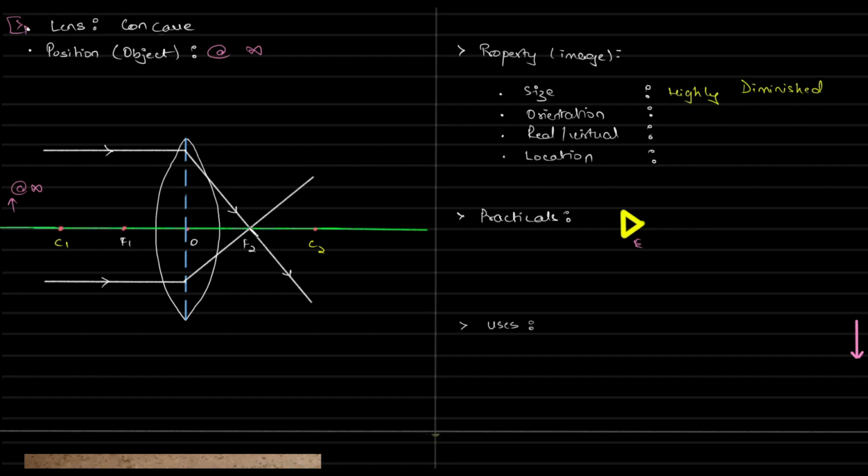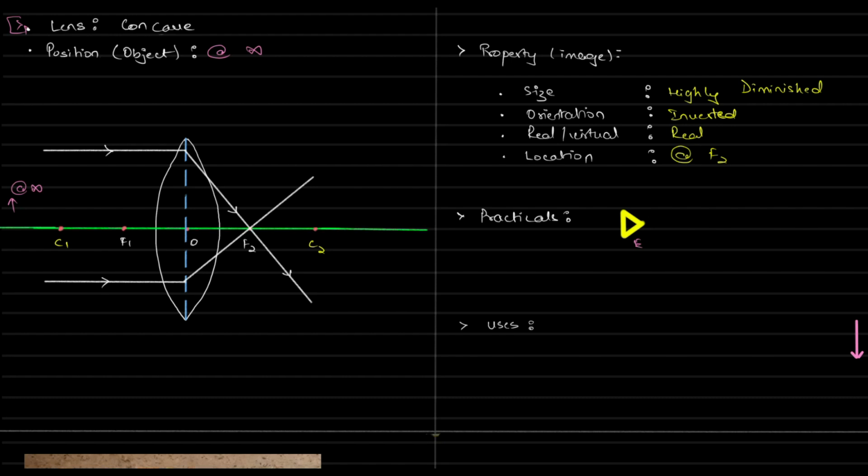Orientation is, see, this is something which can be captured on the screen, right? Whenever you see any solid rays meeting in the diagram, by default this can be captured on the screen, so it will be inverted. Since it can be captured on the screen, it is called a real image, and this is at F2.